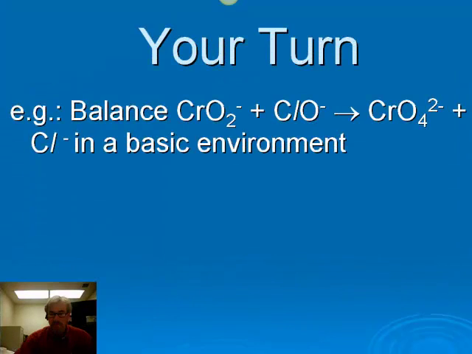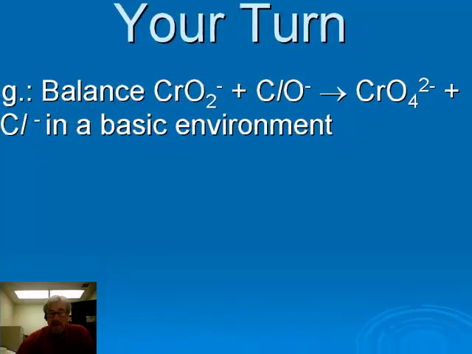Well, this is an opportunity for you to do one in a basic environment. I've got CrO2 1- and the hypochlorite ion reacting to form chromate, CrO4 2-, and chloride ion, and this is happening in a basic environment. Stop the video, try your best to get yourself a balanced chemical reaction in a basic environment, and I'll put the answer up on the screen if you need to look at the solution.